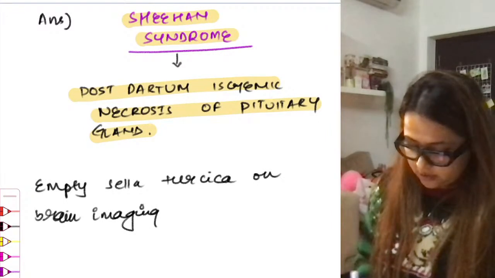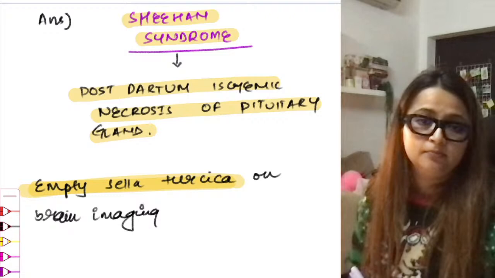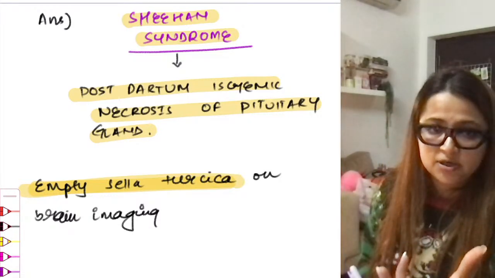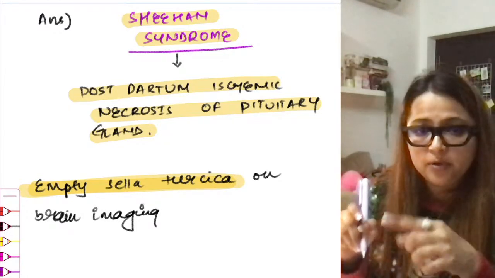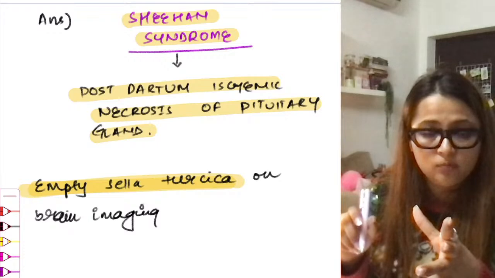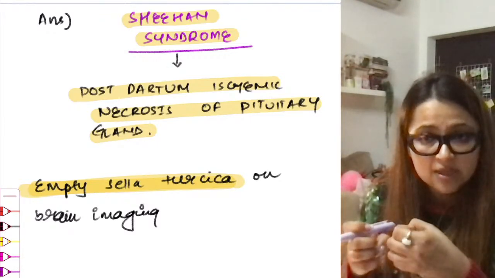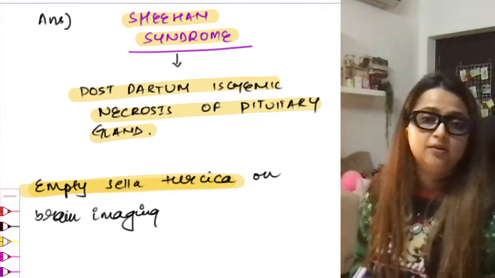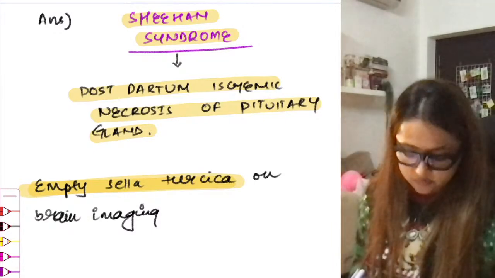And when you do the imaging, what you will see is an empty sella turcica, because the pituitary sits in the sella turcica. That is a depression in which the pituitary fits. But in Sheehan syndrome, the pituitary is not getting blood supply, so there is ischemia and ultimately necrosis. The pituitary becomes very small. There is necrosis, so you will see an empty sella turcica on brain imaging.